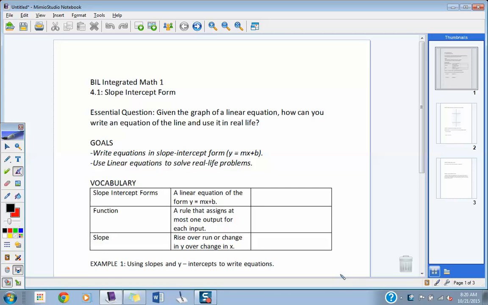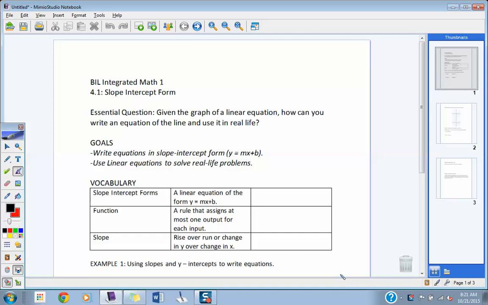Essential questions on the notes. And we're going on to chapter 4 here, guys. In chapter 4, we're still going to be working a lot on linear stuff, but we're going to focus more on taking that linear idea and applying it to some real settings now. So, guys, 4.1 is entitled what we know as slope-intercept form.